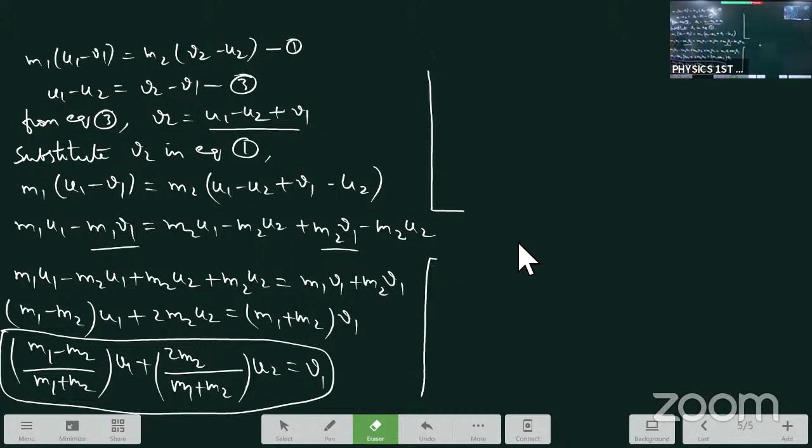So next class we'll discuss that point. Up to this we got V1. The same way, only take the V2 value from equation 3, substitute in equation 1, you will get the V2 value. Okay, this we can do in the next class.